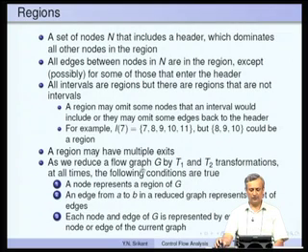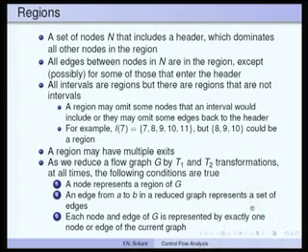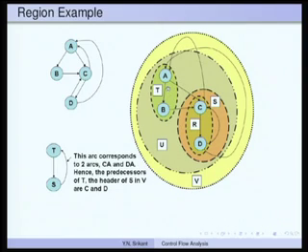As we reduce a flow graph by T1 and T2 transformations, we find regions. So, a node represents a region always in the reduced graph. An edge from A to B in the reduced graph represents a set of edges, and each node and edge of G is represented by exactly one node or edge of the current graph. So, that is the example I was trying to show you.